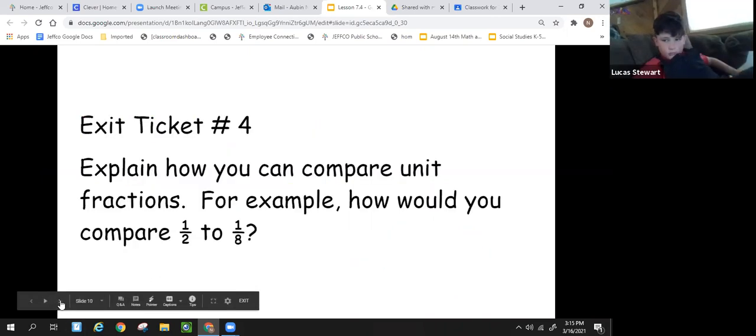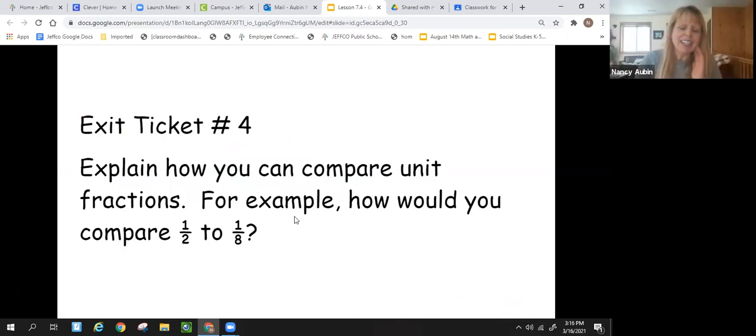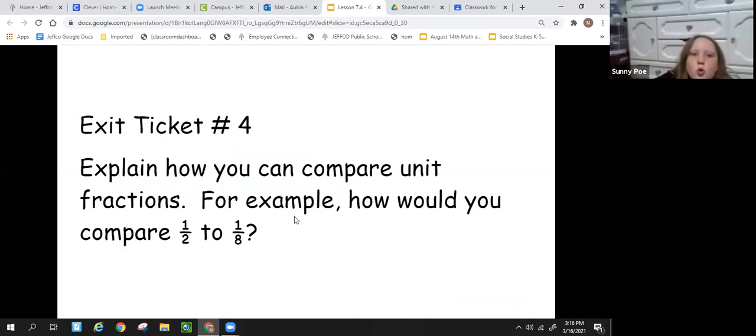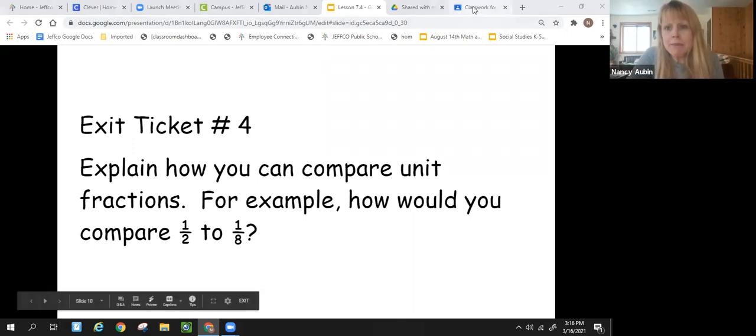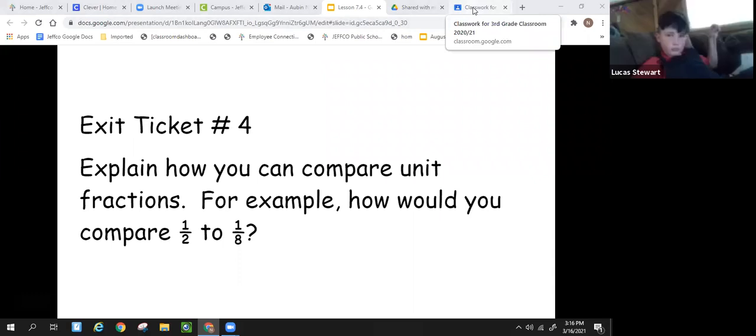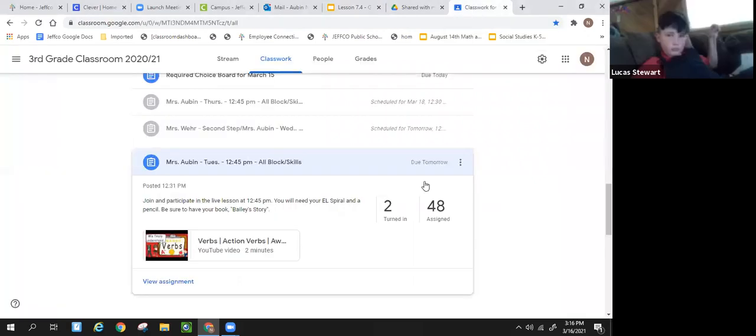Here's what your task is for today. Thank you for sharing. You have an exit ticket. Explain how you can compare unit fractions. For example, how would you compare 1/2 to 1/8? Which one is greater and how do you know? Okay, so here is where you'll find it. For my in-person learners, this is something a little different for you. Go to classwork. We are doing math.